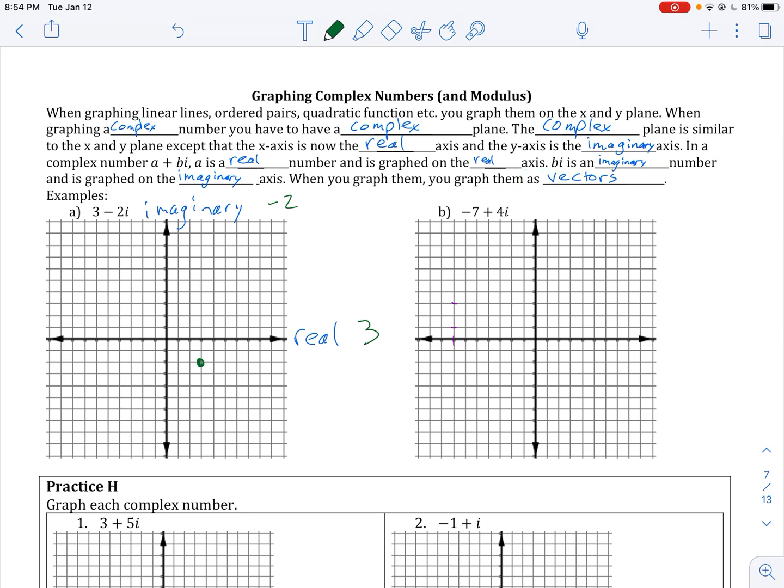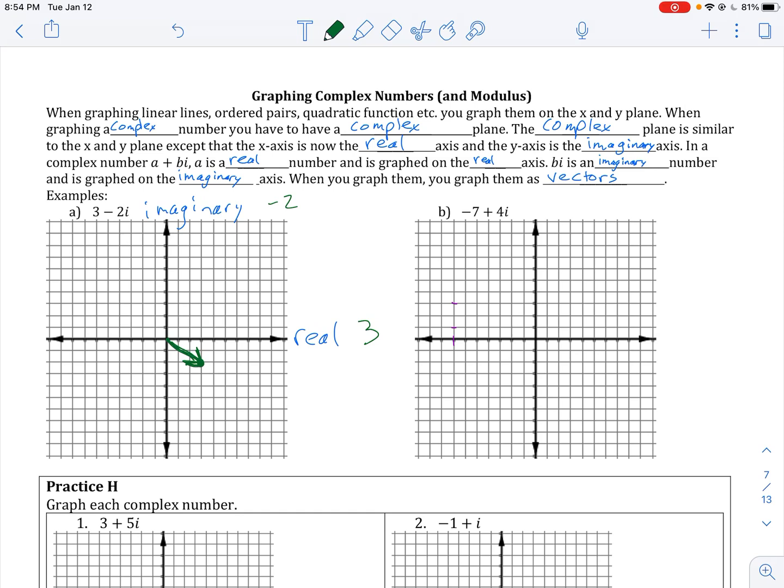Hopefully you remember how to draw a vector. It's really easy. You draw an arrow that points at that dot, and it starts at the origin. Let me see if I can actually draw a nice looking vector. You know what? I'm just going to go with this. Lovely. All right, vector. It's an arrow. You start at the center and you make the arrow point at the dot. And that's actually it for graphing complex numbers.